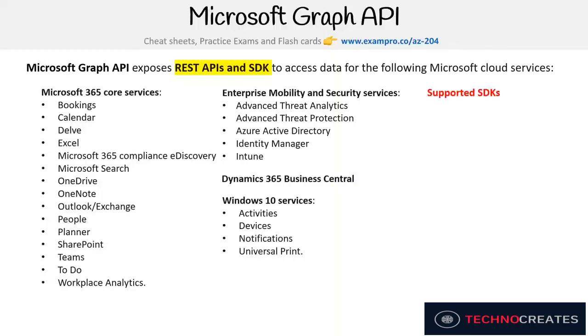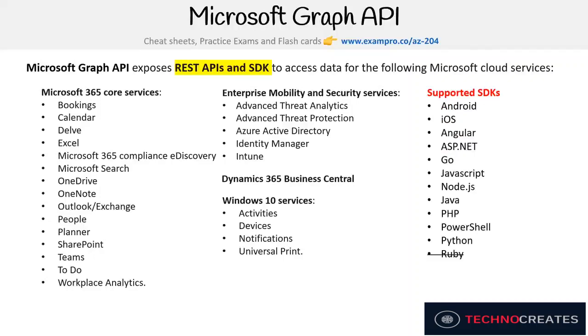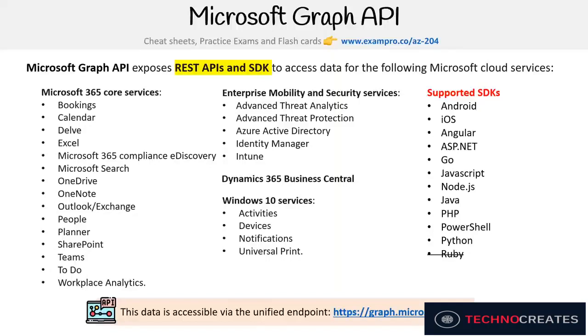And for supported SDKs, we have it for Android, iOS, Angular, ASP.NET, Go, JavaScript, Node.js, Java, PHP, PowerShell, Python. And they had Ruby, but I looked into it and it doesn't work anymore. They say they're going to make a new one, but I'm still waiting for it. So I always get the short stick when it comes to Ruby. And the data is accessible via the unified endpoint at graph.microsoft.com.